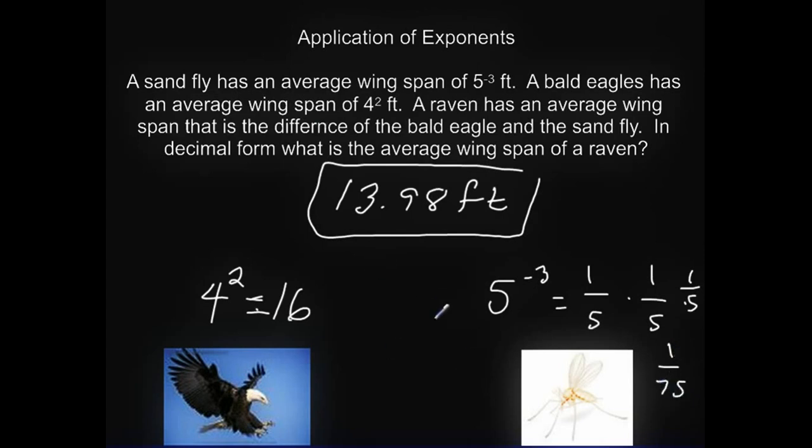So if I use my calculator, I first must do this. I've got to find out what that guy is, 1 over 75. I've got to subtract it from 16. I'll show you that technique. 16 minus 1 over 75. If you have a handy dandy calculator, it makes it easy peasy, lemon squeezy. And you should get 13.98.